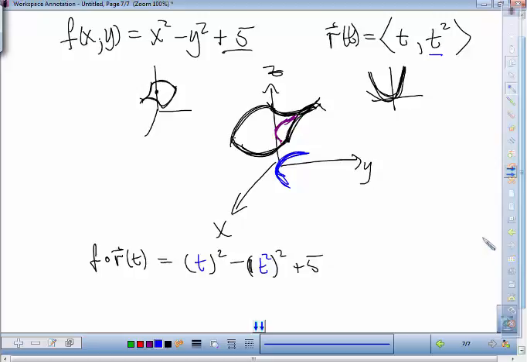And so really, you have t squared minus t to the fourth plus 5. And now you see that this is really a function of just one variable t, and let's just call that g of t for now. And then this gives you the height of the function.